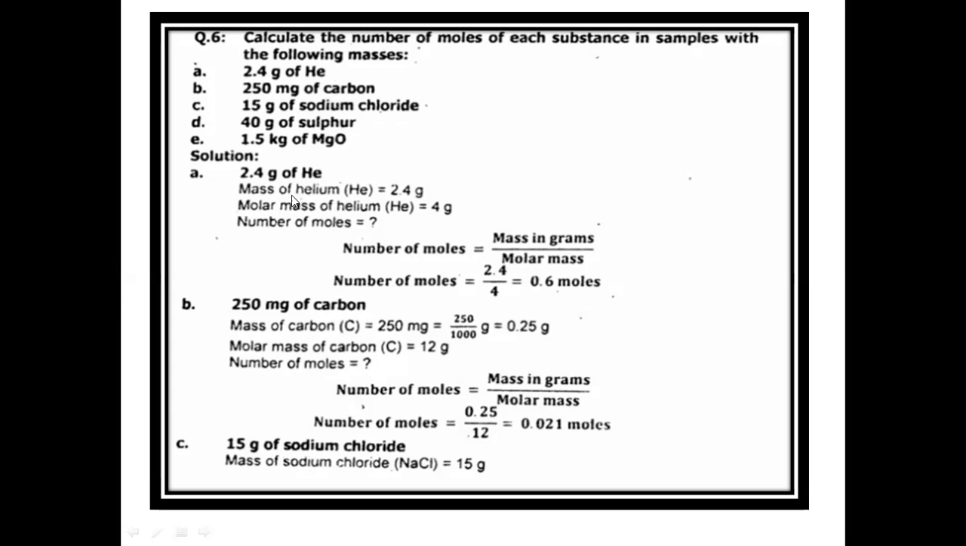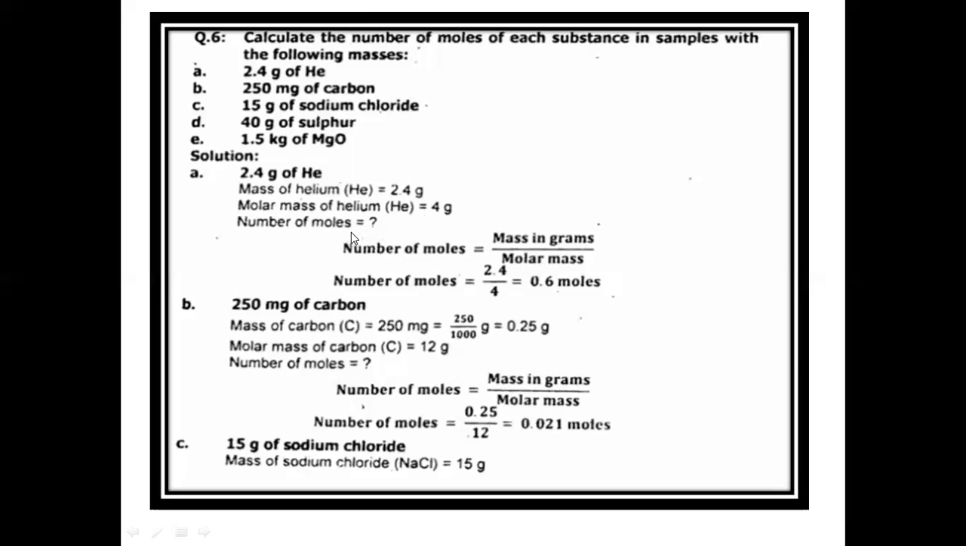Formula of number of moles, I told you: number of moles is equal to mass in grams over molar mass. Very simple formula. So let's come towards the first part. First part, the mass given is 2.4 grams of helium. According to the formula we need molar mass. Molar mass of helium, check from the periodic table, is 4 grams, and in the paper it will be given, so no need to learn it.